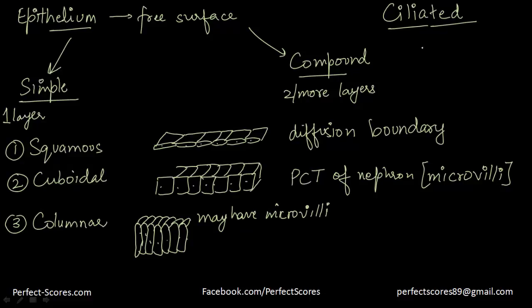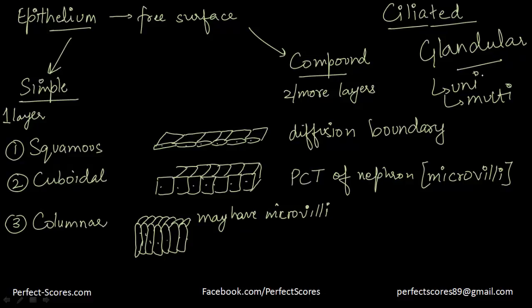Now, in some cases, the epithelium is found in glands. In that case, it is known as glandular epithelium. And glandular epithelium is of two types. One is unicellular, and the other one is multicellular. Now, the unicellular is found, for example, in goblet cells, which are there in the alimentary canal. Multicellular is obviously when lots of cells are acting as small glands. These are present in salivary glands.